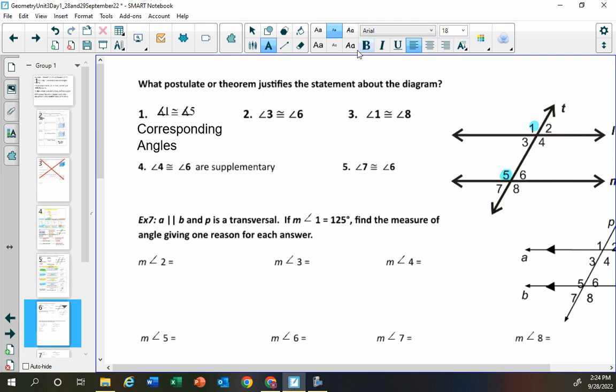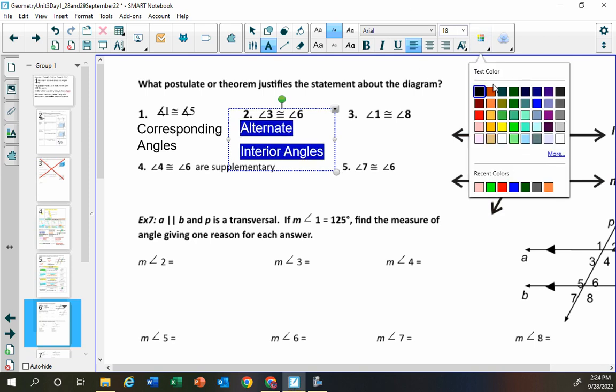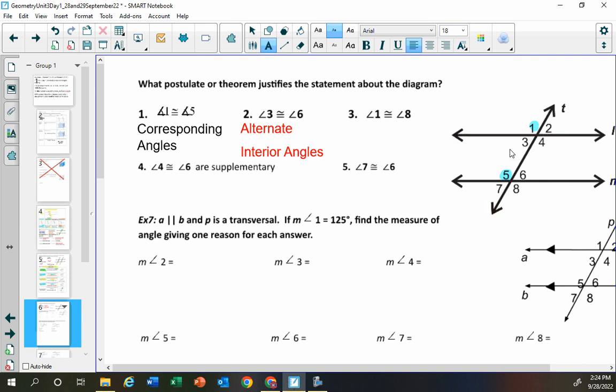Okay, what about number 2? Yep, they're going to be alternate interior. Alternate interior angles. So that's number 2. And don't worry, I'll separate. And then 3 is going to be alternate exterior. All right, so number 2, I just want to get this.